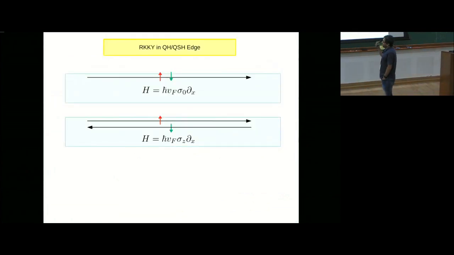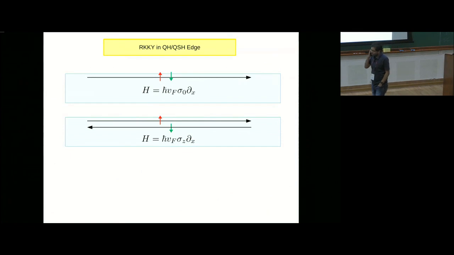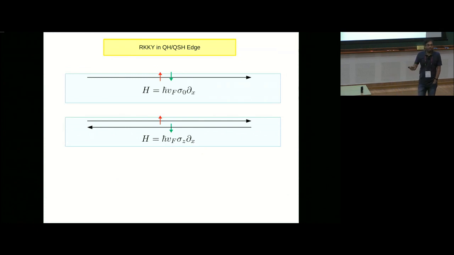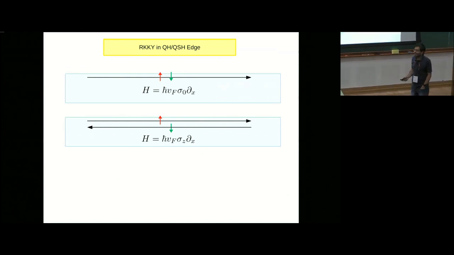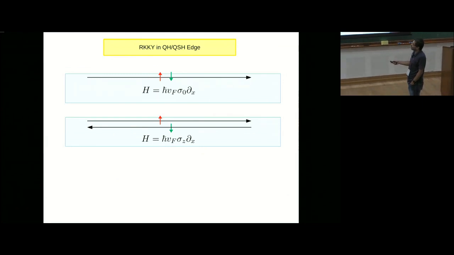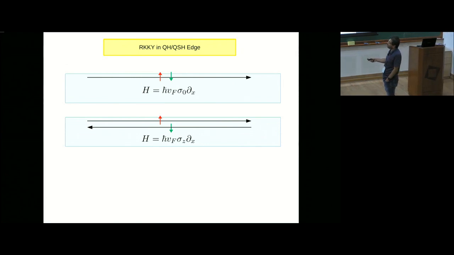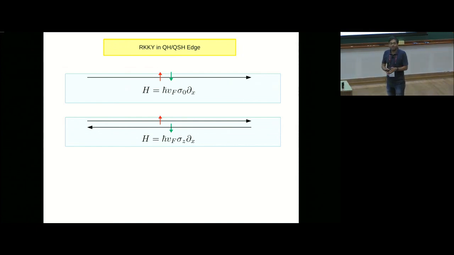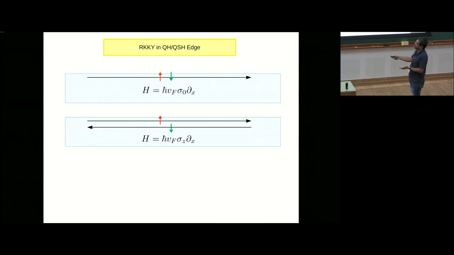Okay, so now going back to the topic of my talk: RKKY interaction in quantum Hall and quantum spin Hall edges. As this conference has made clear to everyone, a quantum Hall edge has at least one channel of electrons, where both upspin and downspin electrons move in one single direction, whereas a quantum spin Hall edge has two channels, where upspin electrons move in one direction and downspin electrons move in the other direction. So this is a very simplified Hamiltonian of the edge mode. You can write it down because the bulk has a gap, so your low energy excitations come only from the edge.